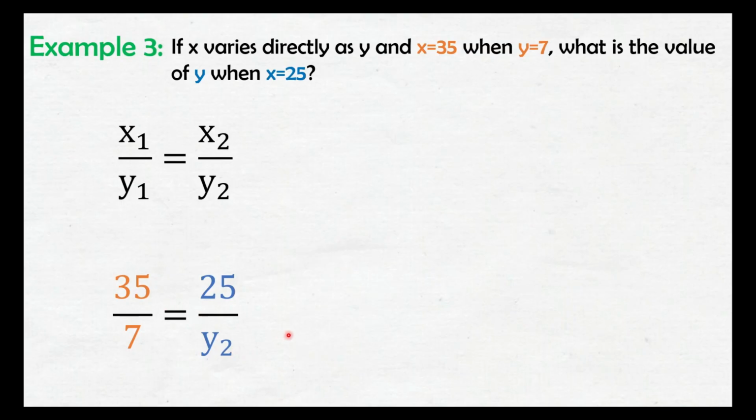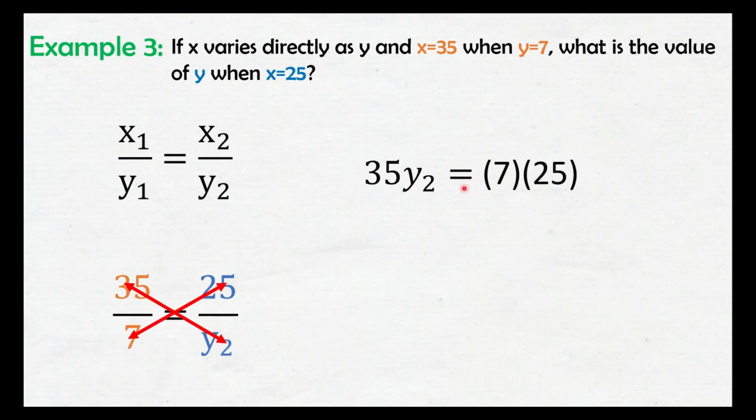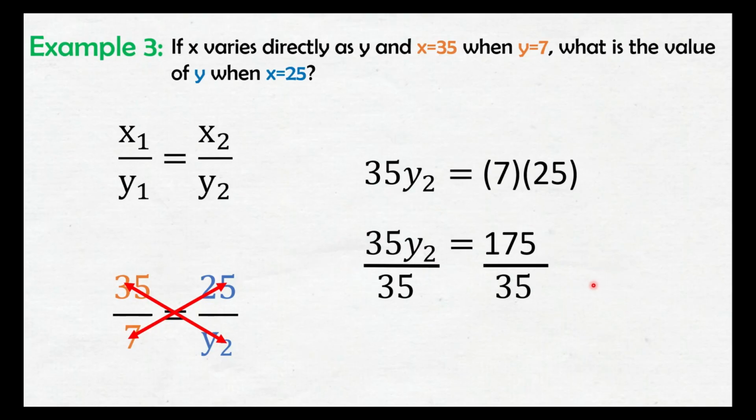So, ang gagawin lang natin dito is, i-cross multiply lang natin sila. Okay, makuha natin is 35 y sub 2 equals 7 times 25. And then simplify natin 7 times 25, that is 175. And we will divide both sides of the equation by 35 para ma-isolate si y sub 2. That is y sub 2 equals 5. So, ibig sabihin yan, yung y natin dito, yung value niya ay 5.